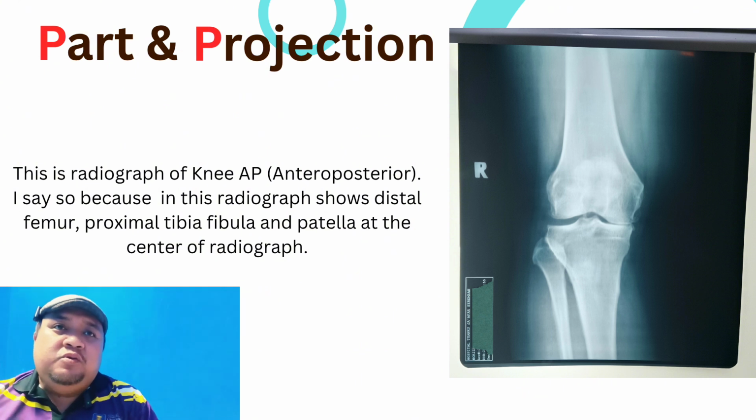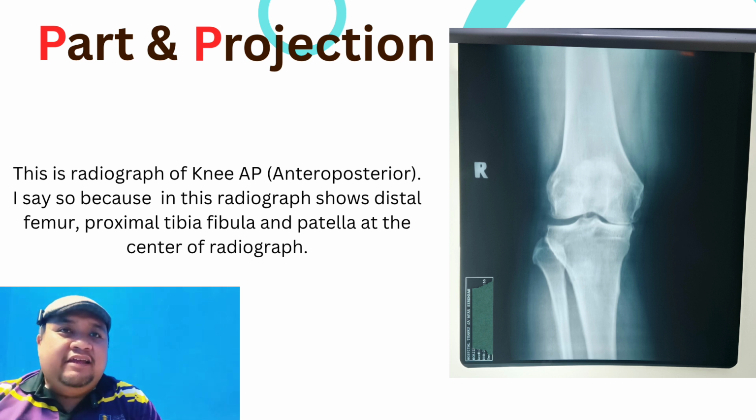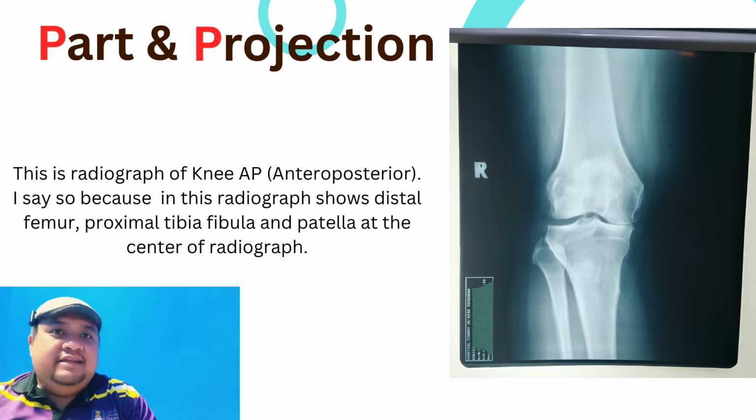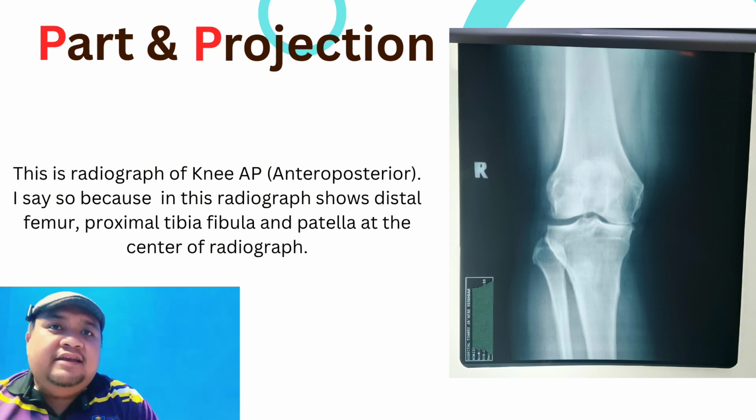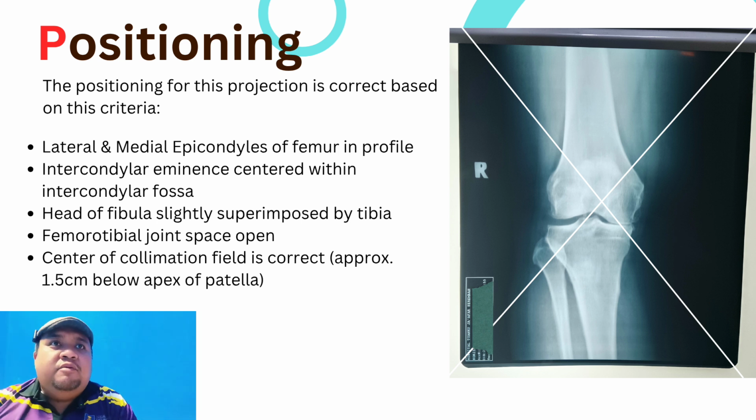In this image, we can clearly see the distal end of the femur, then the proximal tibia and fibula, and the patella, which is superimposed over the femur. All of these structures are centered nicely in the image, which is a classic feature of an AP knee radiograph. In this projection, the central ray is directed vertically from front to back, perpendicular to the image receptor and the knee joint.